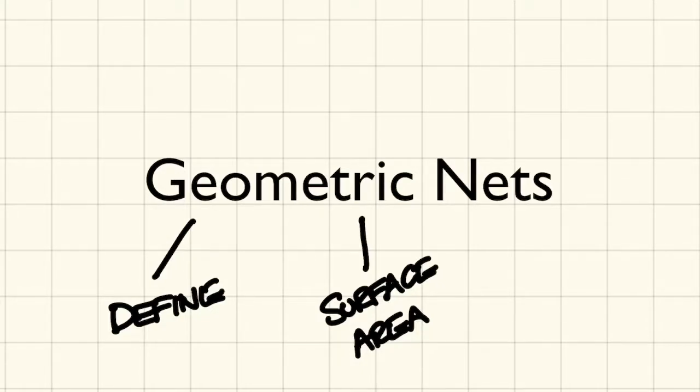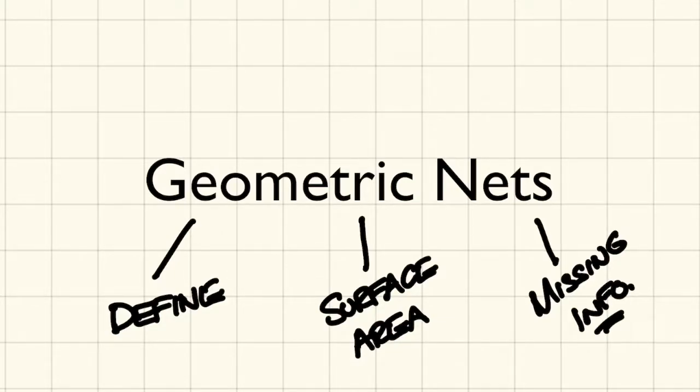And then the third thing we're going to do is take a look at what happens when we are missing some information. This is really where we're going to be applying some concepts from the past. So that's my goal for us today: I'm going to define a geometric net, I'm going to talk about how we calculate surface area, and then I'm going to propose a few scenarios where some of the information is missing.